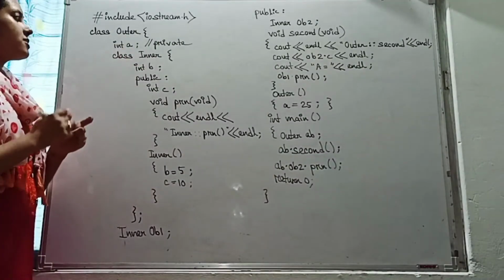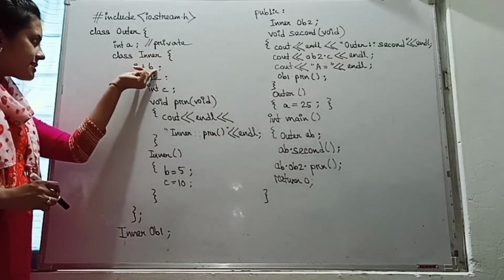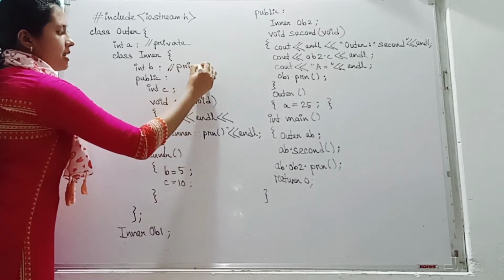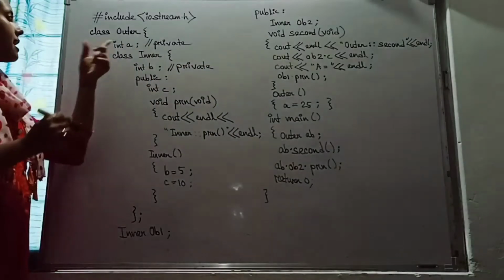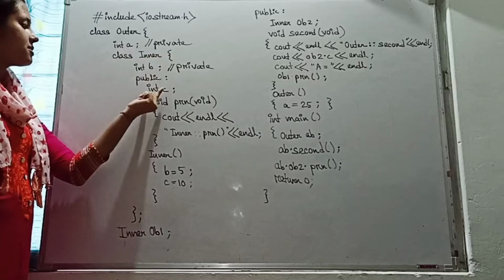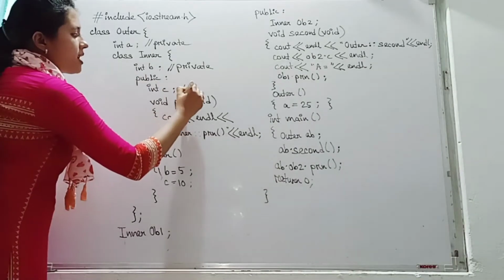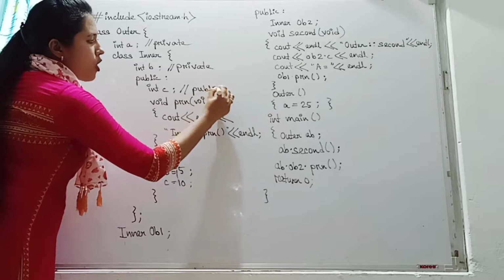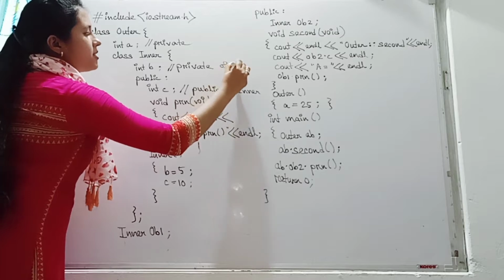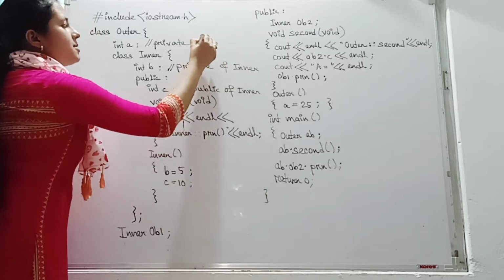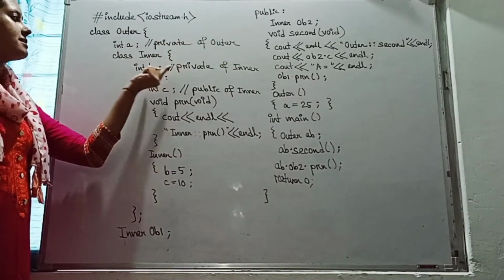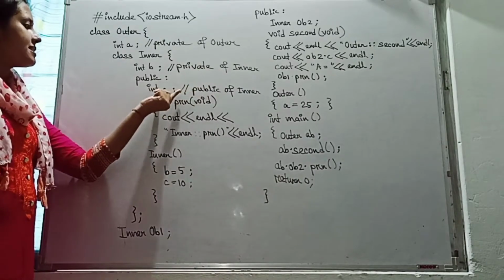Now inside this outer class we have declared one inner class, and inside this inner class we have declared the data member. This data member is private for the inner class. This B belongs to inner and this A belongs to the outer class. Now under the public section of this inner class we have declared one C. This C is public of inner. This you remember: A is private of outer class, B is private of inner, and C is public of inner.